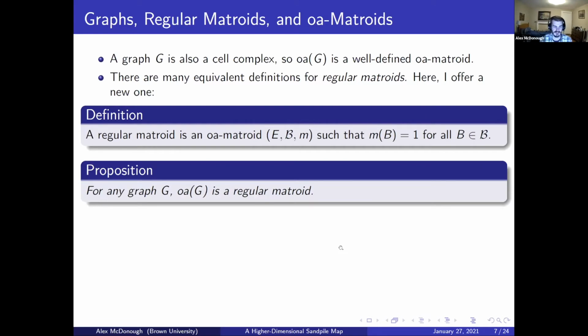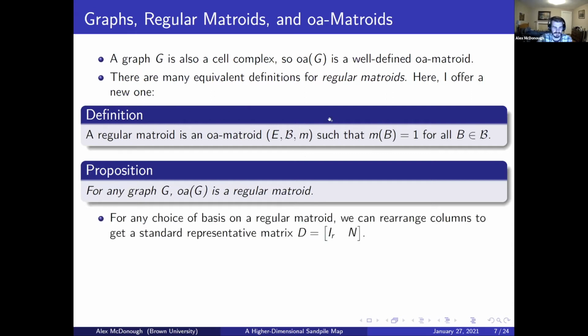And it's also true that for any graph, the OA matroid associated with it is a regular matroid. Usually this is stated as a graphic matroid is regular, which is a classic result in matroid theory. And so if we have a regular matroid, we can choose some basis and rearrange the columns so that we start with that basis. And then we can get a standard representative matrix because we start with a basis of multiplicity 1. Because on a regular matroid, every basis is multiplicity 1.